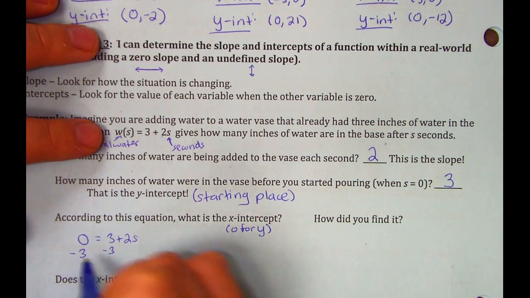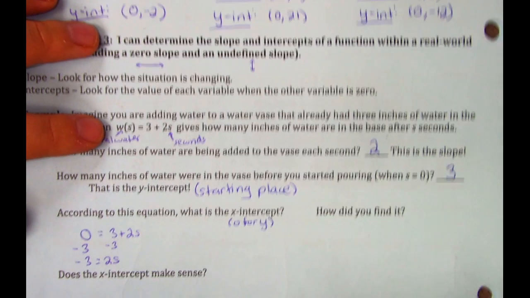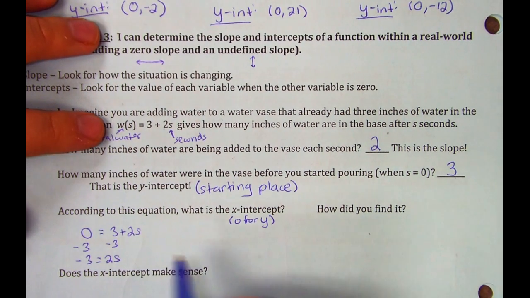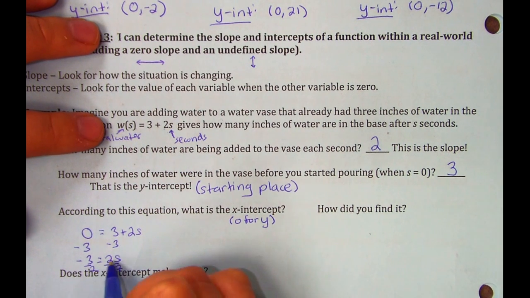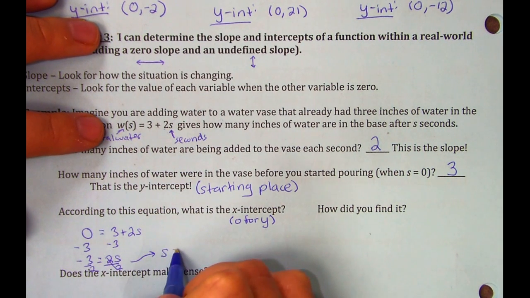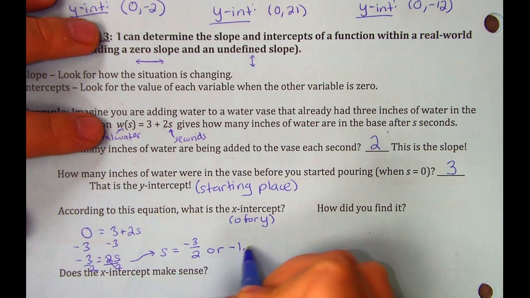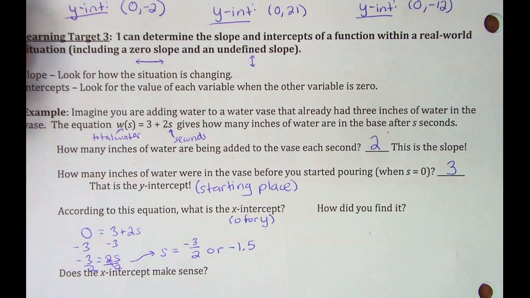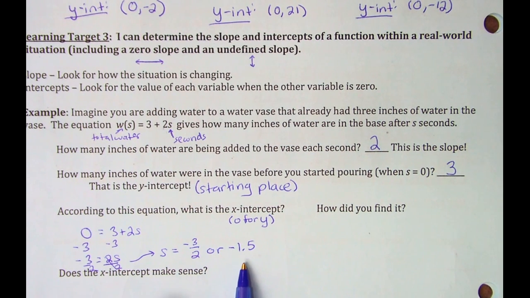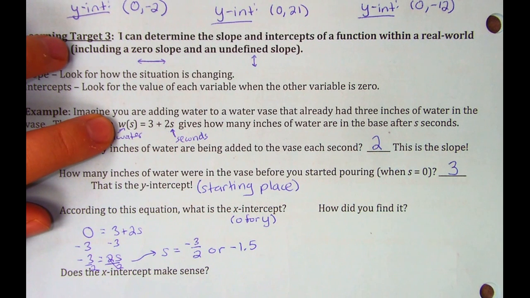I'm going to subtract 3 from both sides. So I have negative 3 equals 2s. Then I'm going to divide both sides by 2. So I have s equals negative 3 over 2, or that's really negative 1.5. So my x-intercept is negative 1.5. Now when I think of what the x-intercept means, that means I put 0 in for y. So my y value is talking about the amount of water in the vase.